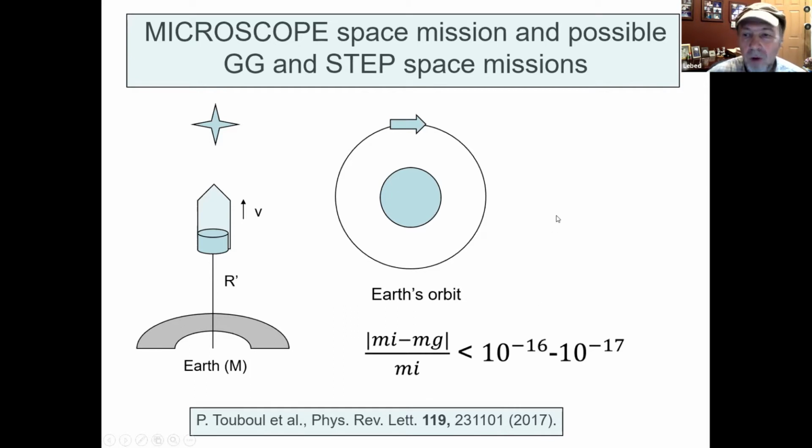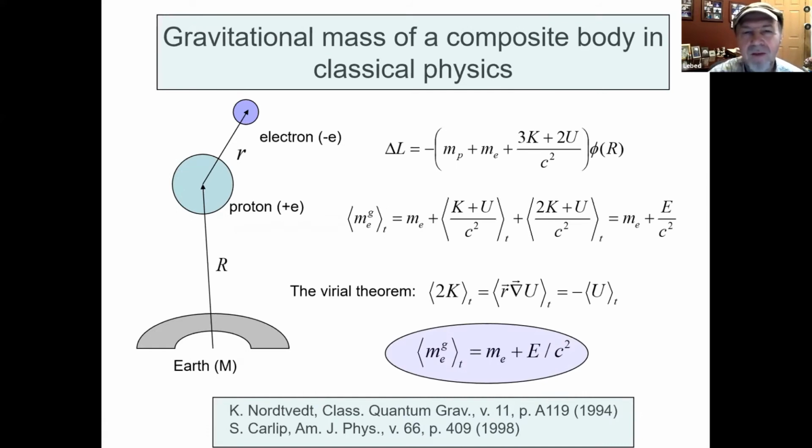There will probably be 2 other missions, Galileo Galilei. The MICROSCOPE mission was by the French agency, Galileo Galilei by the Italian agency, and STEP, the satellite test of the equivalence principle, by Stanford University and NASA, which can give you 10 to minus 19 here. So this is the most established principle, but for ordinary matter. And first we consider ordinary matter, and we consider even the classical case.